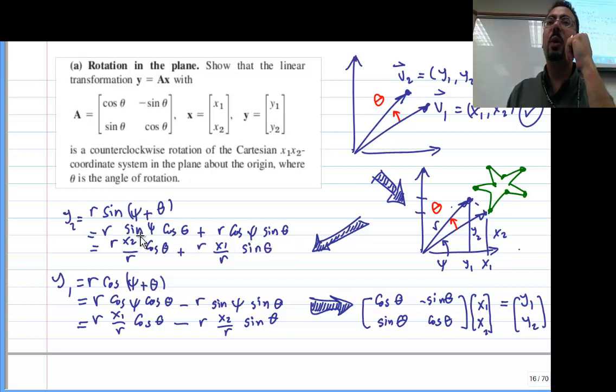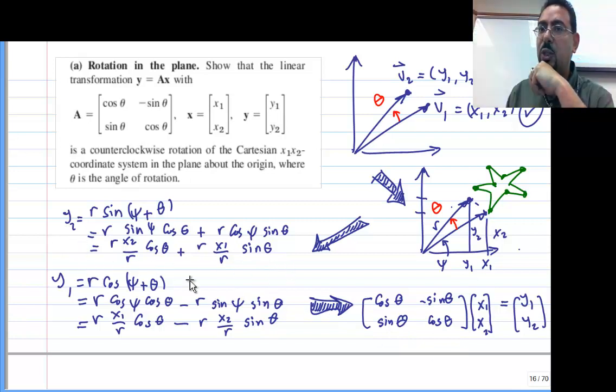And then you ask yourself, what are sine psi and cosine psi? That's the original angle, and the sine would be x2 over r, and the cosine would be x1 over r. So x1 over r and x2 over r, and then you cancel these, and you do the same thing for y1. Rather than all this, the matrix that will turn x1, x2 into y1, y2 is simply this.